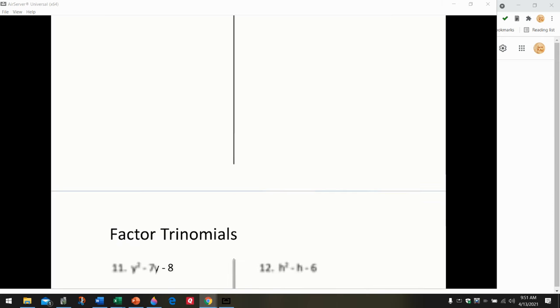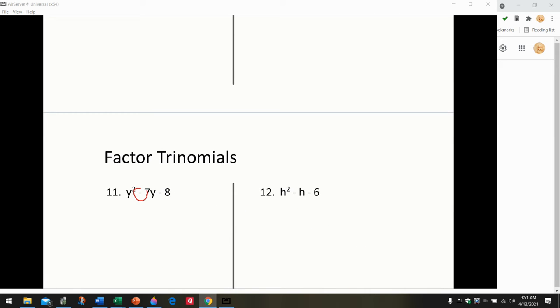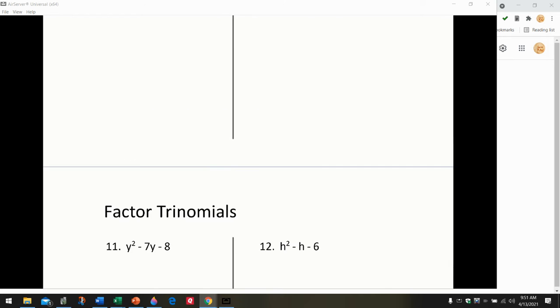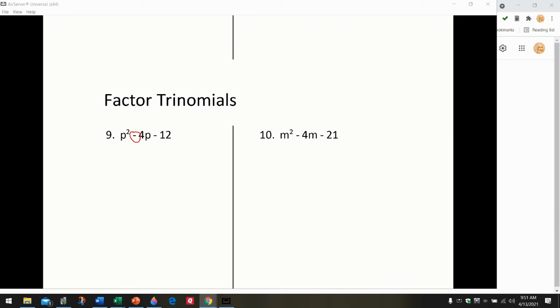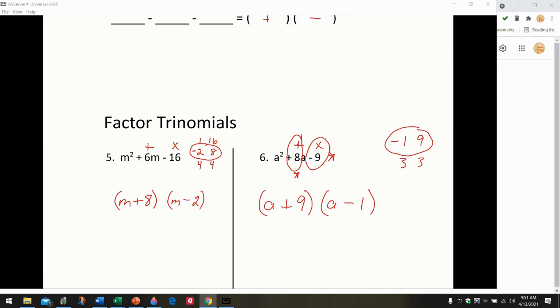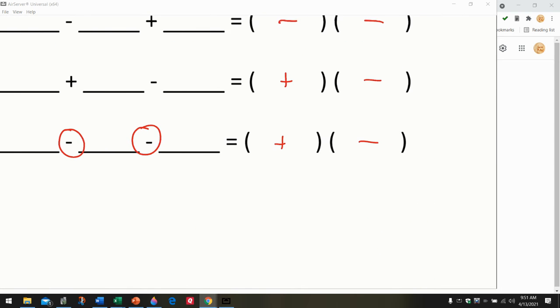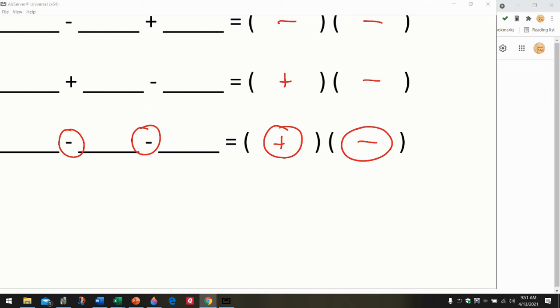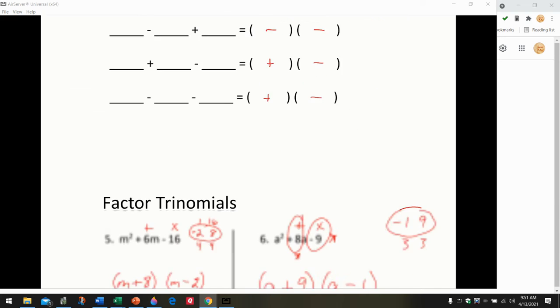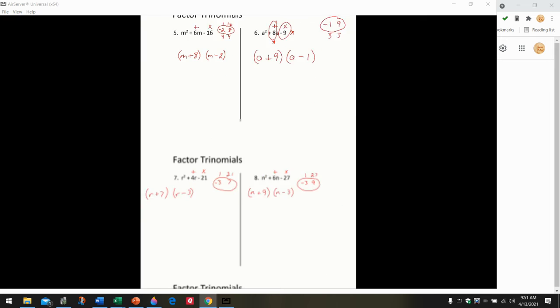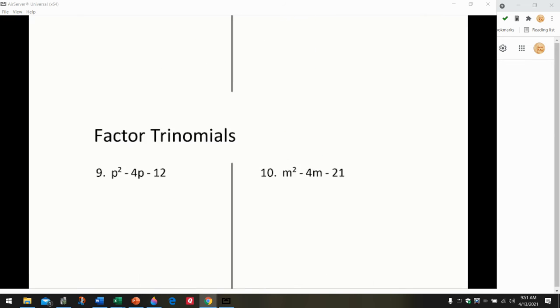And then the last 2 that I'm going to show you will have a negative and a negative. So let's go back and take a look at what the little shortcut for signs tells us. When we have 2 negatives, you will end up with one that is positive and one that is negative. So it's just like the ones that we just got done doing. So if there's a double negative, you will end up with a plus and a minus.